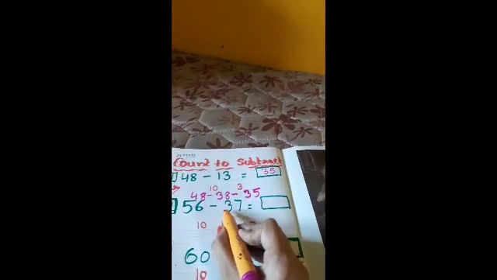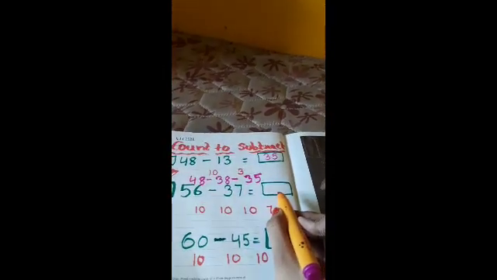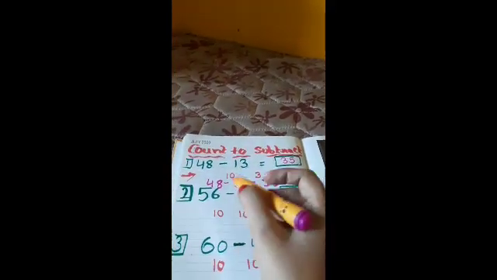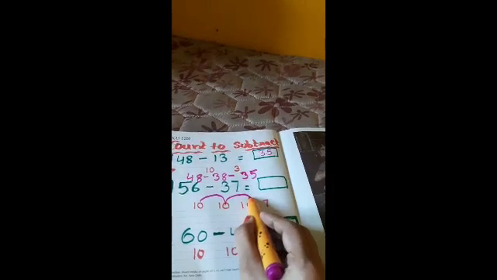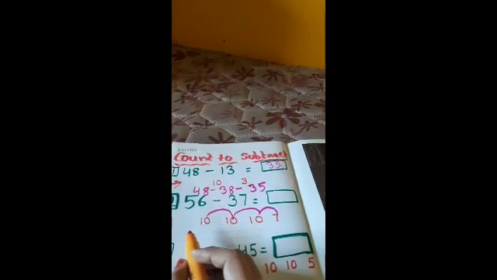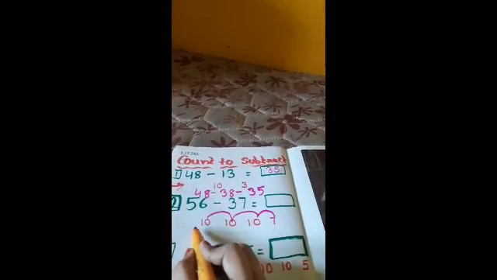Now, the next one. 56 minus 37. What will be the answer? Now, I have written over here 10, 20, 30 plus 7 is 37, right? Now let us see by solving.